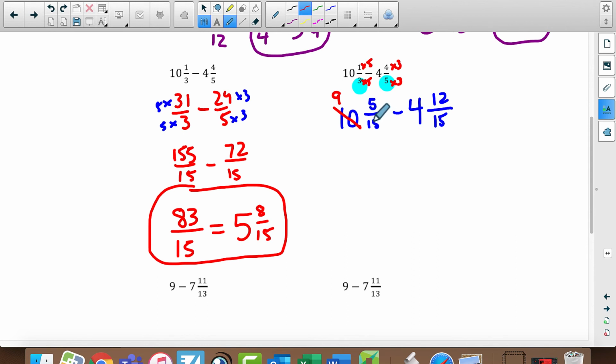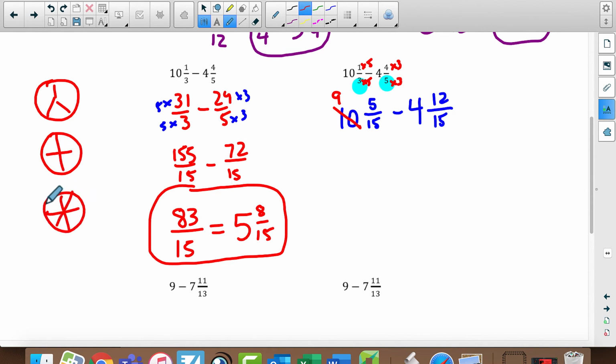So let me ask you this question. How many 15ths make up a whole? Too hard? Let me ask you this question. How many thirds make up a whole? 3/3 make up a whole, right? If I cut something into thirds, it takes 3 of them to make a whole. How many quarters make up a whole? 4/4 make up a whole. How many eighths make up a whole? 8/8 make up a whole. So how many 15ths make up a whole?